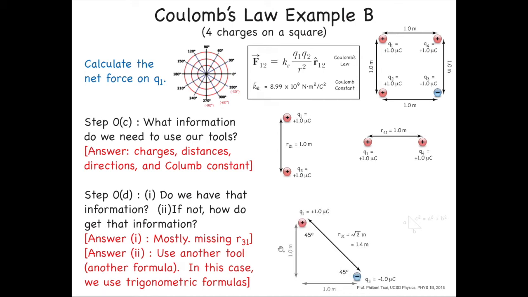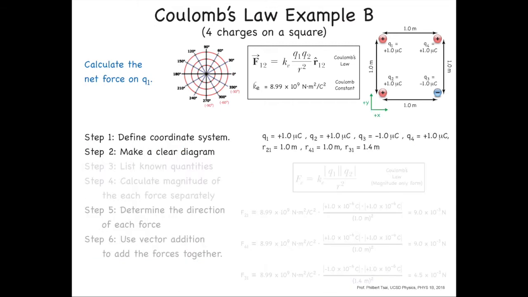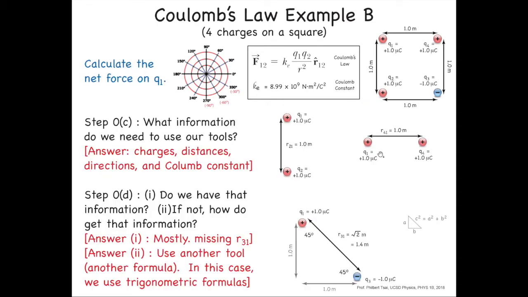So how do we find R31? Well, we can use the Pythagorean theorem, right? We know this basically forms a right triangle, 1 meter on this edge, 1 meter on this edge, and this is the hypotenuse. And the hypotenuse is what we're interested in, right? So a squared plus b squared is equal to c squared. And from that, we can calculate the unknown R31 as the square root of 1 squared plus 1 squared, which is the square root of 2, about 1.4 meters.